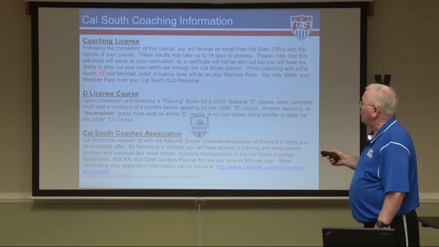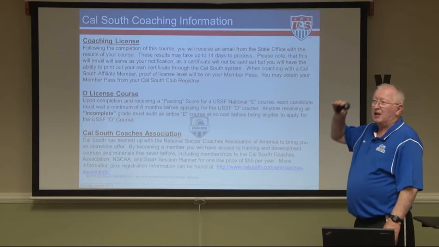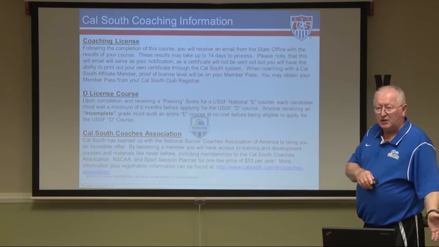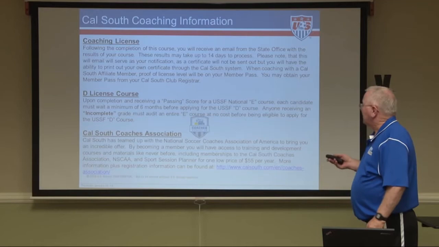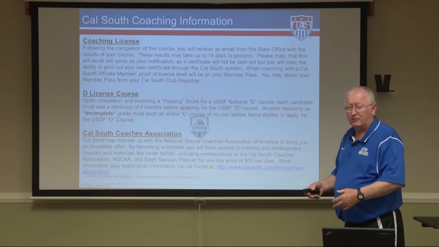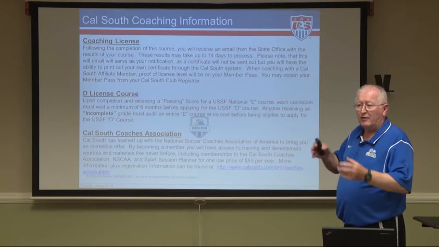The D license is the next step of the licensing on the road to gaining a national license, C, B or A, with US Soccer. You will have to wait 6 months after completing this if you wish to go into the D license. The D license is a very competitive license, and it's also a very active license. One would suggest that you may want to have prepared yourself physically a little bit in order to withstand it. It exists over two weekends that are divided by a minimum of 6 or 7 weeks, and you have homework to do as well.